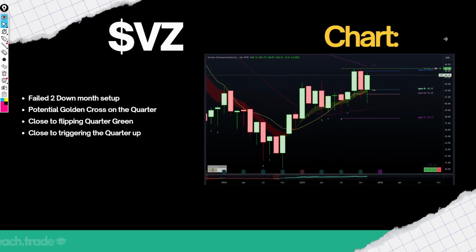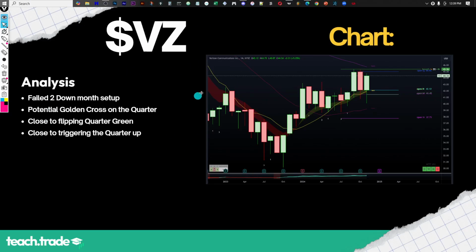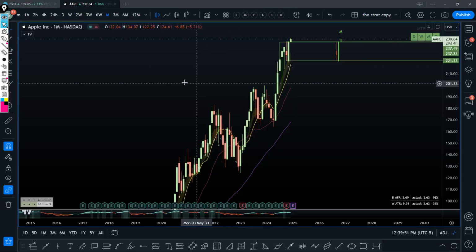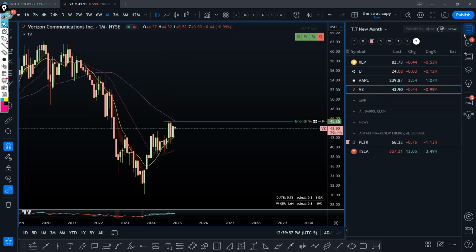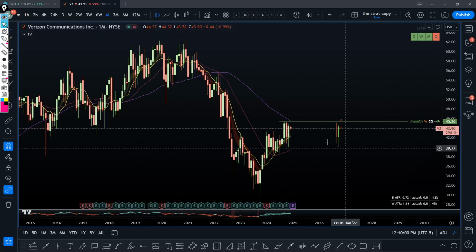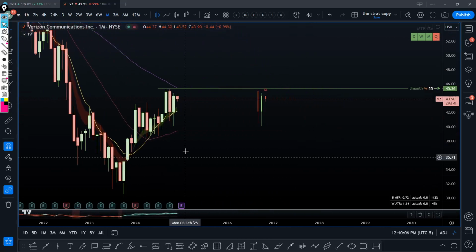And I think the final one that I saw was Verizon. So Verizon is actually a fail to down, which is another bullish candle, and it's on the month as you can see there. Potential golden cross happening on the quarter. It's also close to turning the quarter back green and also close to triggering the quarter up on Verizon. So this is another relatively cheap play that you can buy some time on, specifically 2 months out on Verizon. It's currently down, so we're probably an inside candle on the month currently.